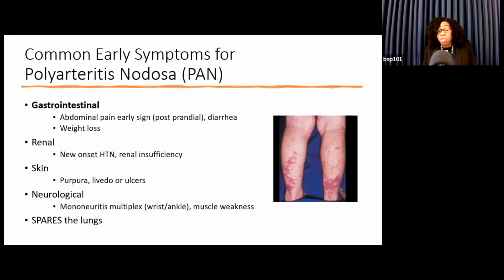Other symptoms include new hypertension, renal insufficiency, as well as skin manifestations. So this picture that you see on your left is a picture of livedo. And that is something that can be seen often in this disease, as well as purpura and ulcerations.